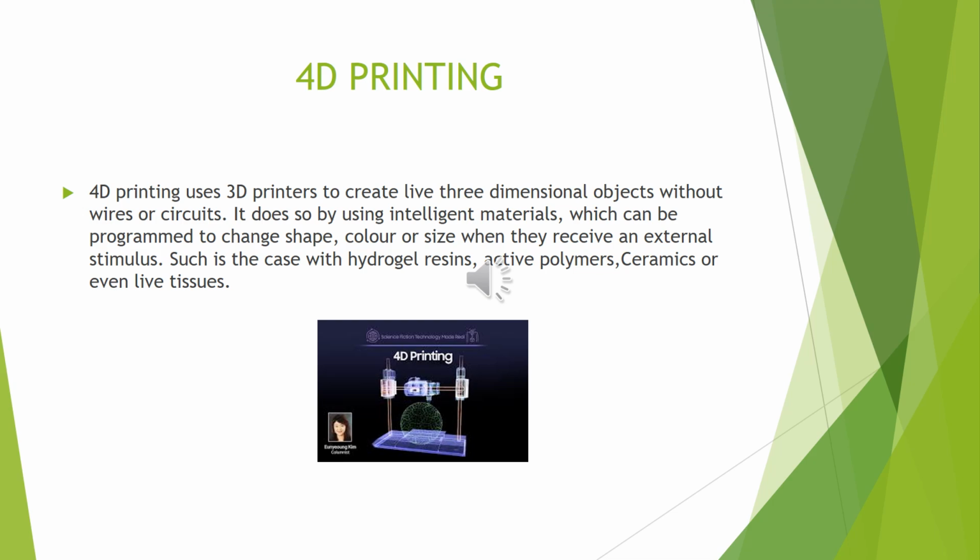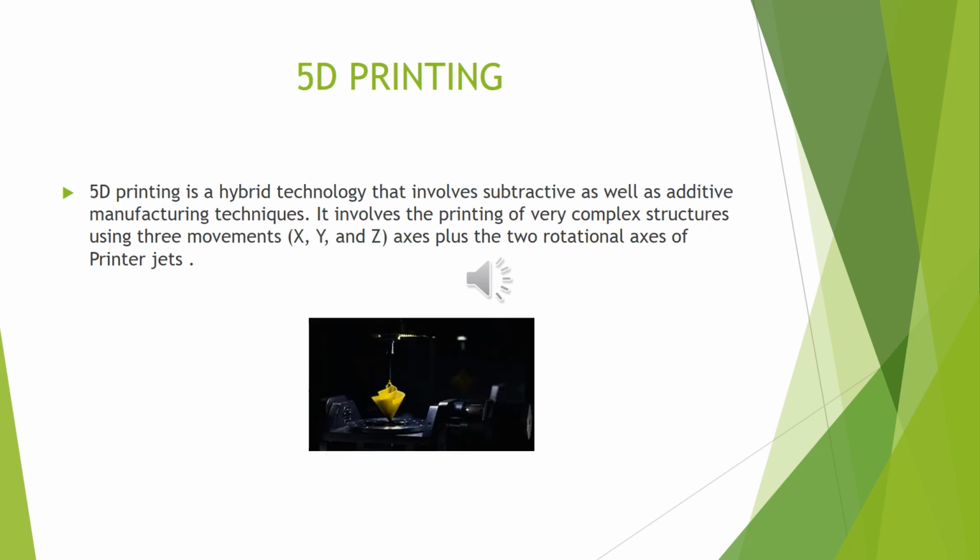It does so by using intelligent materials which can be programmed to change their shape, size, color when they receive an external stimulus. Such is the case with hydrogels, resins, active polymers, ceramics, or even live tissues. 5D printing. 5D printing is a hybrid technology that involves both additive and subtractive manufacturing techniques. It involves the printing of various complex structures using three-axis movement plus two rotational axes of a printer jet.